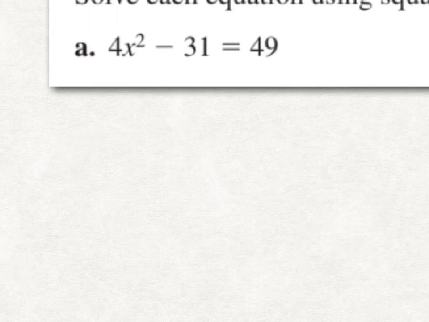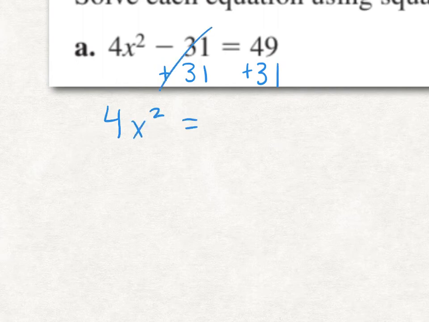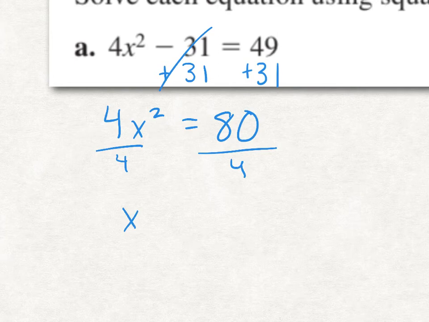Add 31. We combine our like terms, so we need to add 31 to both sides. So we have 4x squared. The 31s cancel out. 49 plus 31 is 80. What do we need to do next? Divide by 4. So x squared is equal to 20.